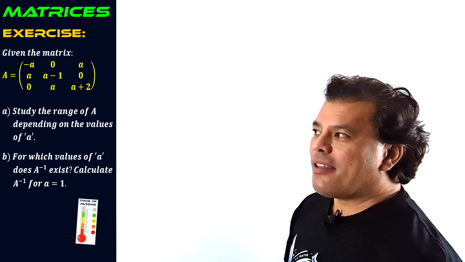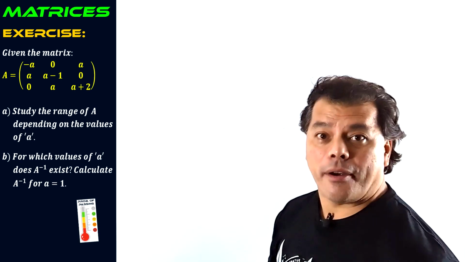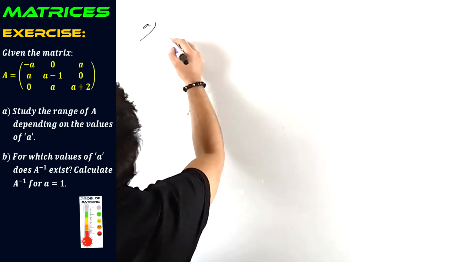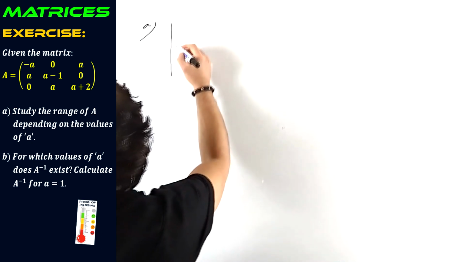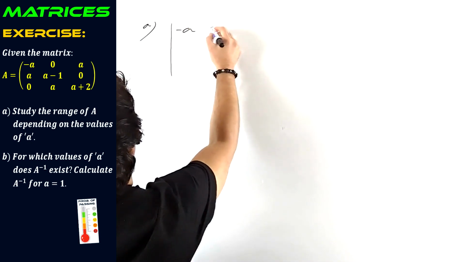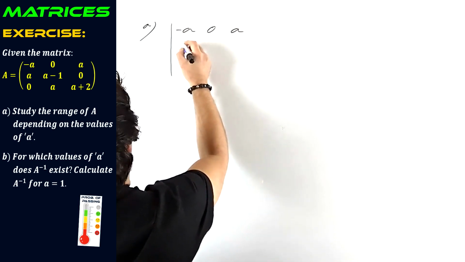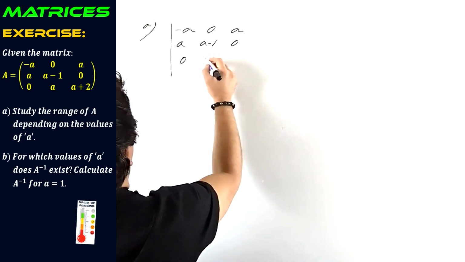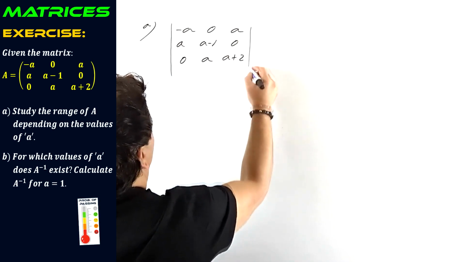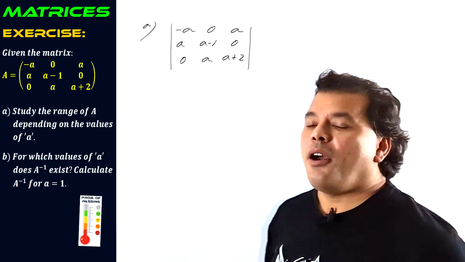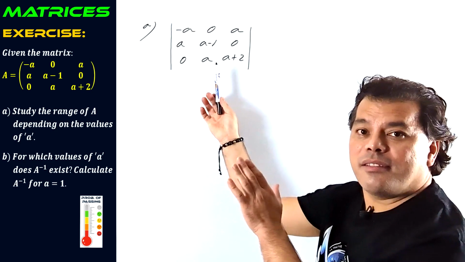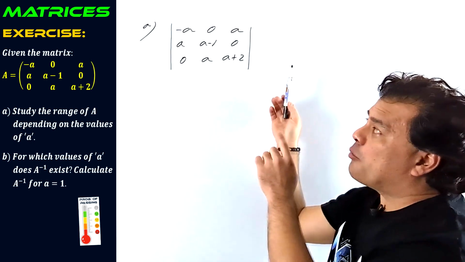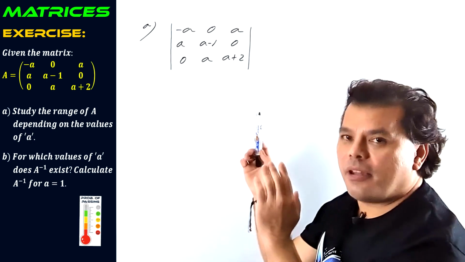Look, we have an order 3 square matrix, so that's why we are going to calculate its determinant. We are using vertical bars, and let's write the matrix. Negative A, 0, A, minus 1, 0, 0, A plus 2. And why are we going to do it? We are calculating this determinant, and we will set it equal to 0. And we will solve for A.